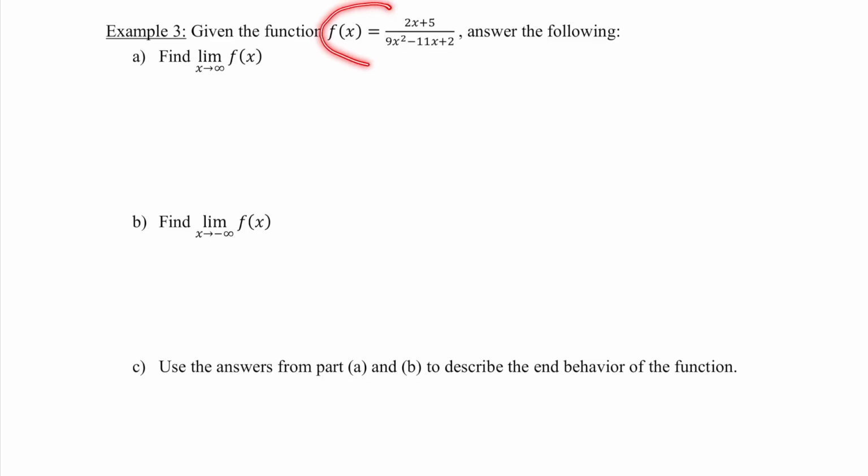This is a rational function. The degree of the numerator is 1, and the degree of the denominator is 2. Let's compare the degrees. 1 is less than 2. So the degree of the numerator is less than the degree of the denominator. That means the horizontal asymptote is y equals 0. That means both limits should be 0.